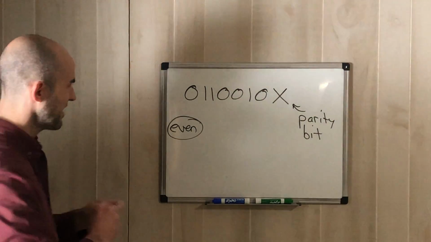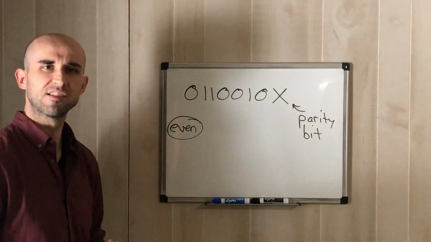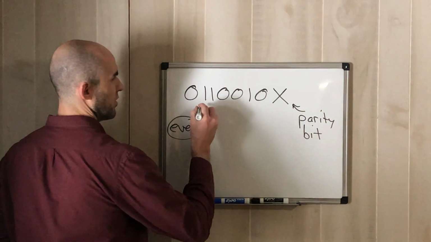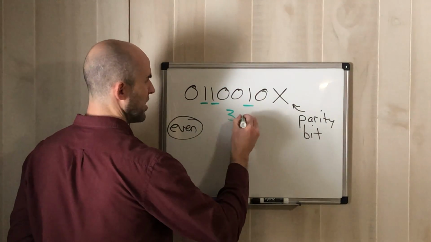So again, first thing I'm going to tell you guys, we want it to be even. So first, let's start with counting the ones, right? We have 1, we have 2, and we have 3, right? We have 3 ones.